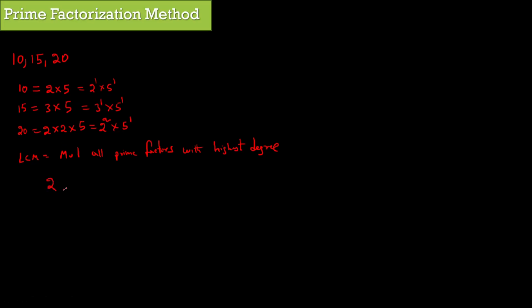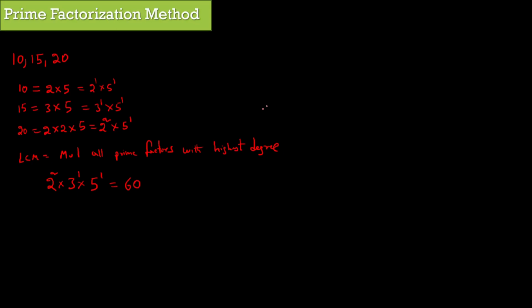Okay. Now what are the prime factors we can see in these three numbers? You need to take every prime number we got here. 2 is there, 3 is there, and 5 is there. And we need to take the highest degree. What is the highest degree of 2? You can see 2 square, and the highest degree of 3 is 1, and 5 is 1. So we need to take the product of this. This will be the LCM. 4 times 3 is 12, and 12 into 5 is 60.